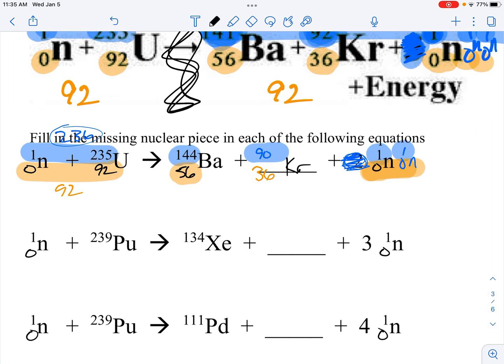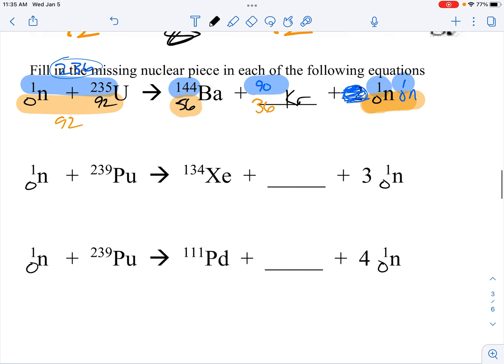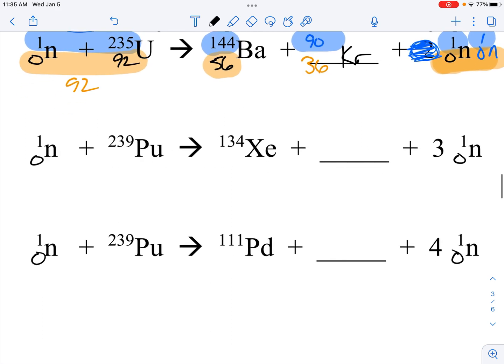So that's all you do. All you do is, just like we did in the other examples, you make sure that the numbers in the top left are the same as the numbers in the top right, and the numbers in the bottom left are the same as the numbers in the bottom right. And you find the bottom numbers by taking the number in the bottom and looking up its symbol in the periodic table. Let's look at a couple more examples of this fission thing.